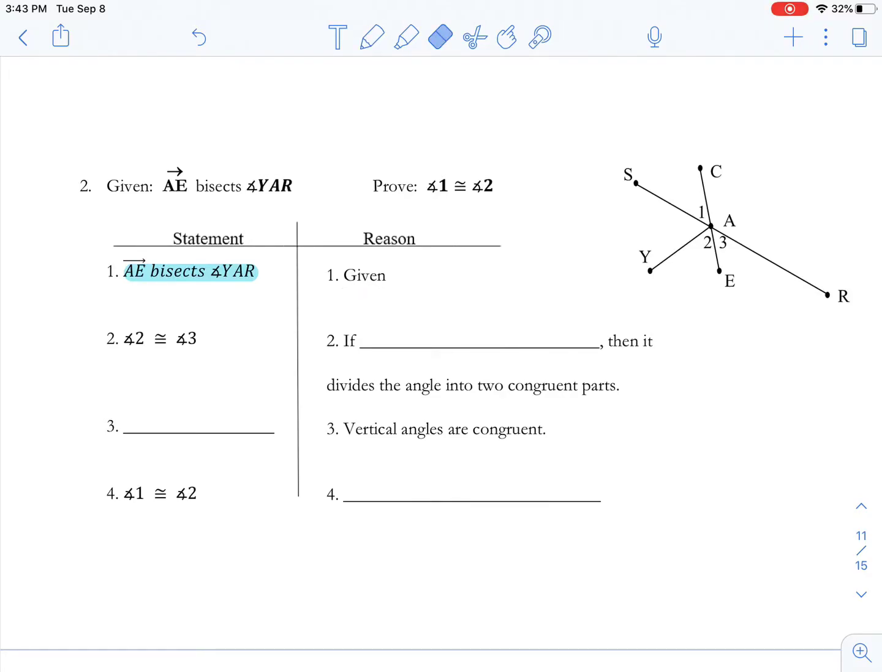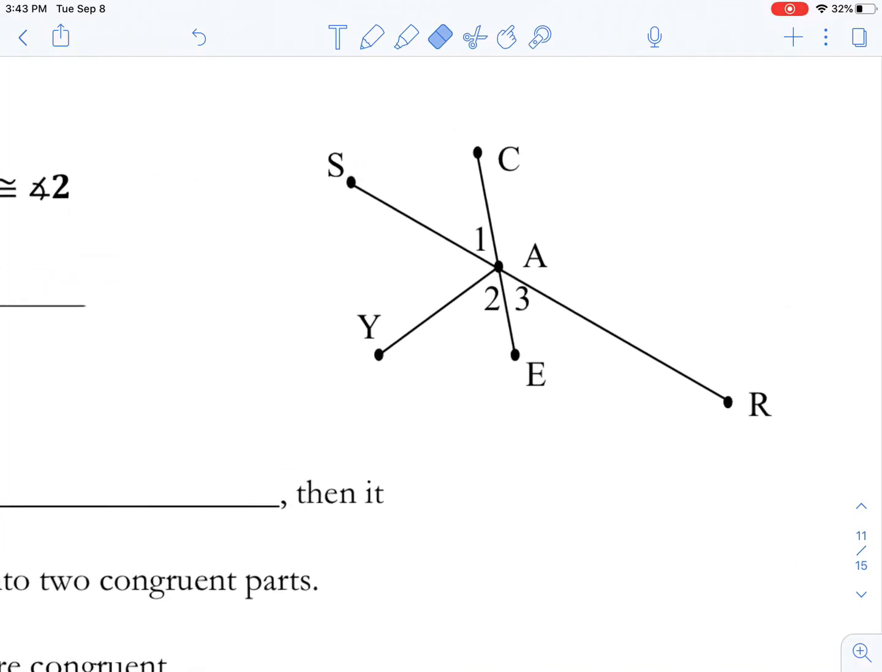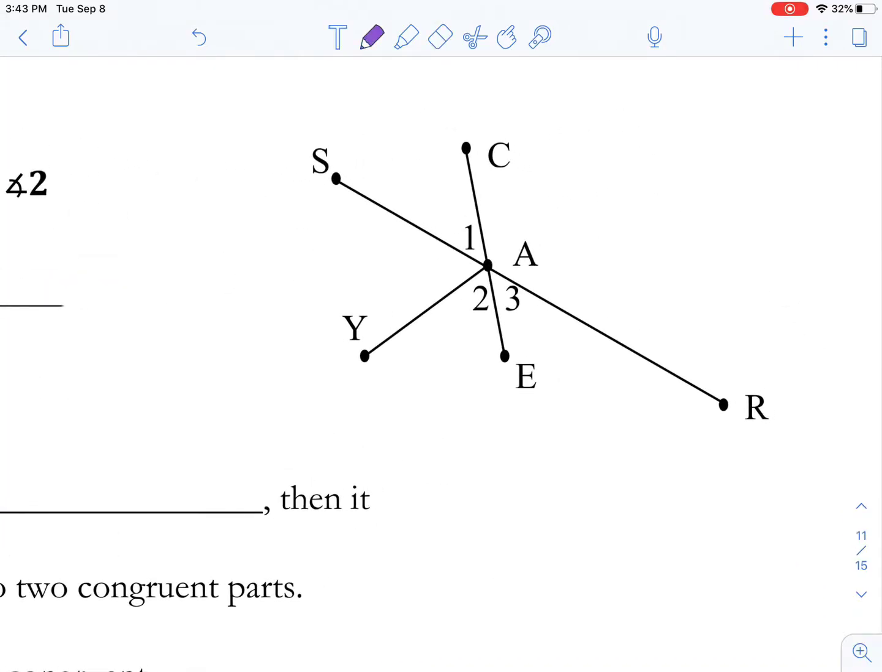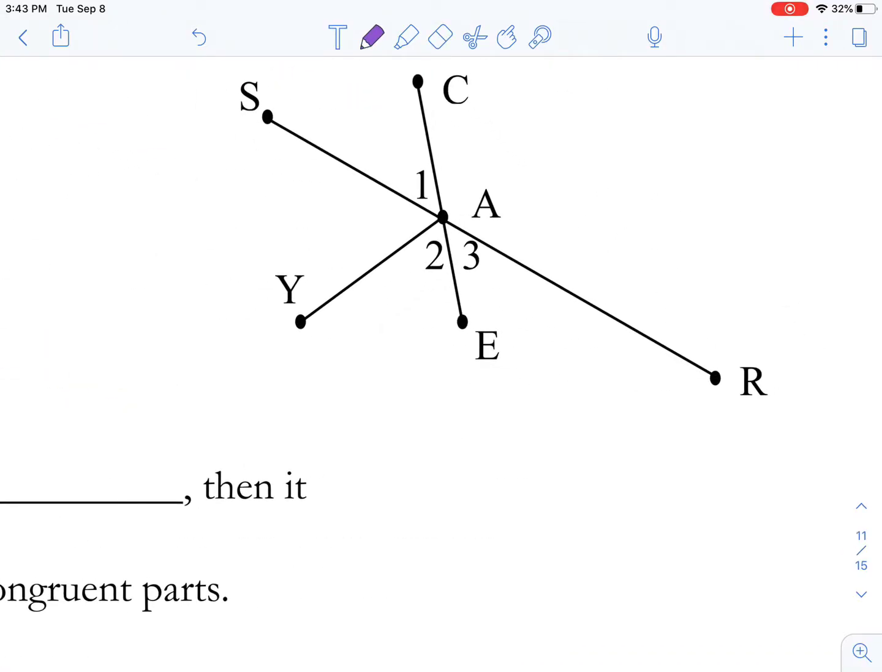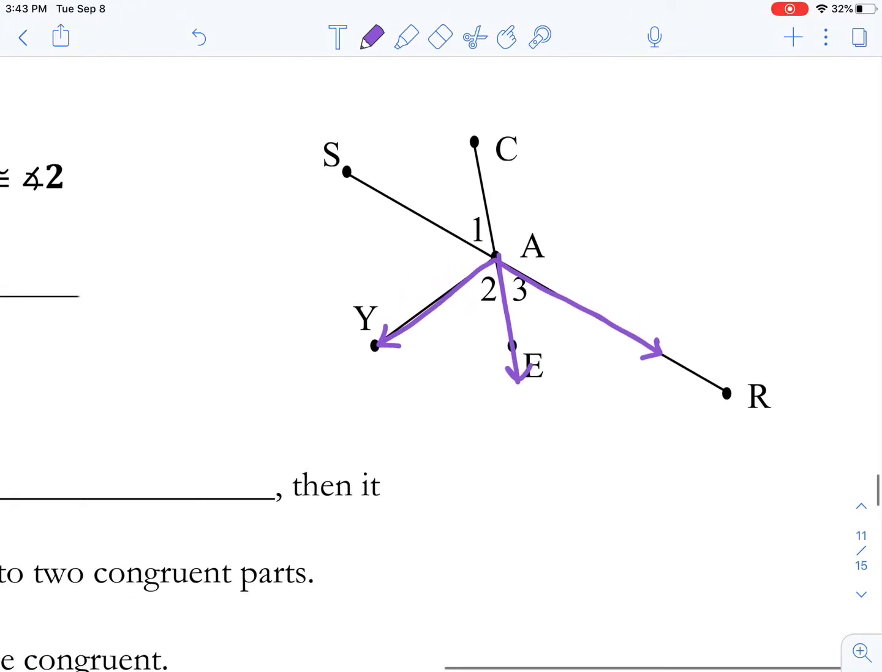Well, now let's actually use that. The given is like a gift. It's a present. So we want to open it up and see why they would give it to us. So let's look at our diagram. They say that ray AE bisects angle YAR. If they're telling us that this is true, what do we know about an angle bisector?